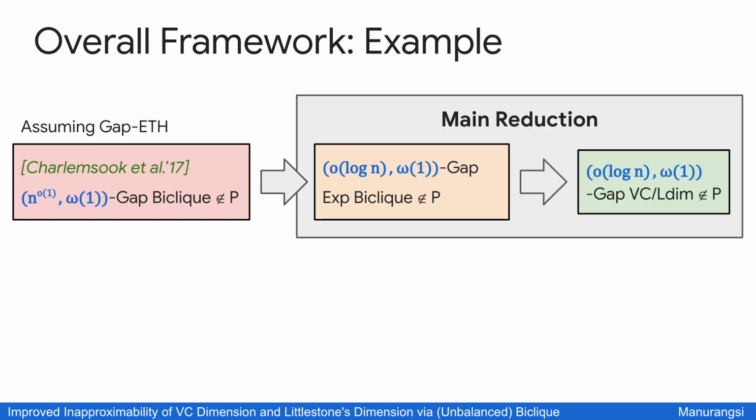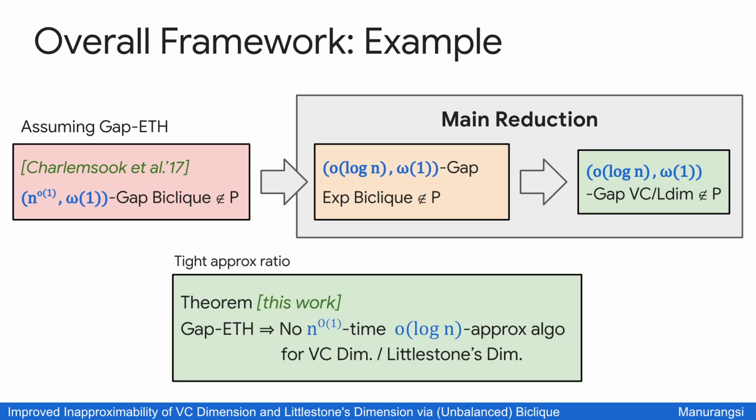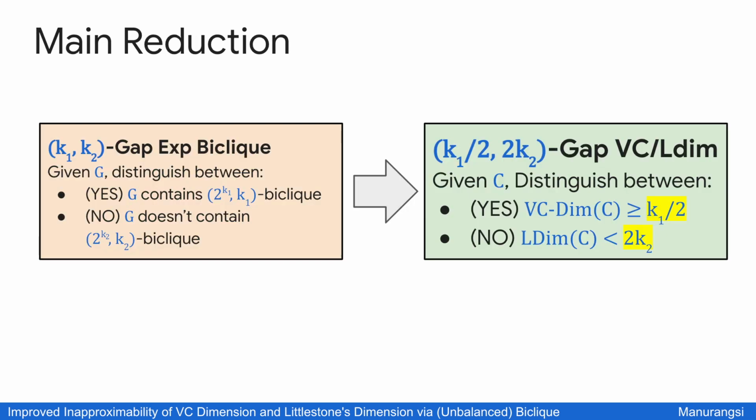So from this, we apply the main reduction. We get that the gap VC Littlestone dimension is also hard for polynomial time algorithms, where in the yes case d1 is little o of log n, and in the no case d2 is omega of 1. And that's it. This immediately gives us that assuming gap ETH, there is no polynomial time algorithm that gives a little o of log n approximation for VC dimension or Littlestone dimension, which is our tight inapproximability hardness result. With that example done, we'll now get back to our main reduction and see how it works.